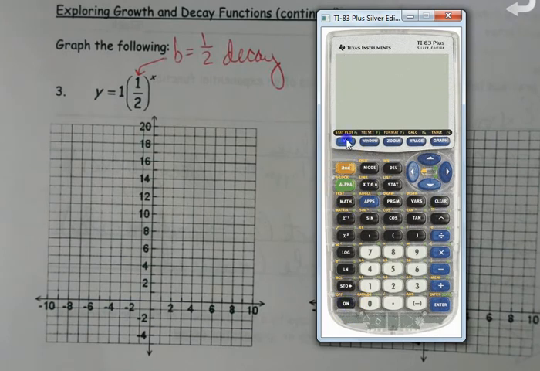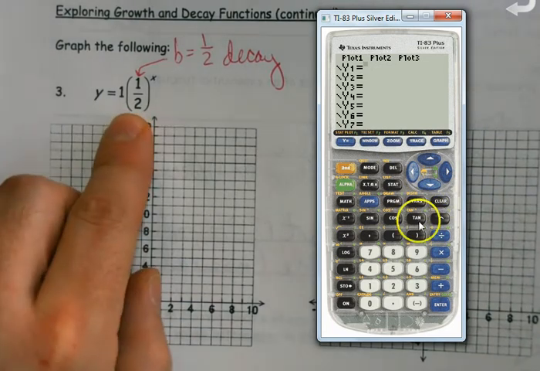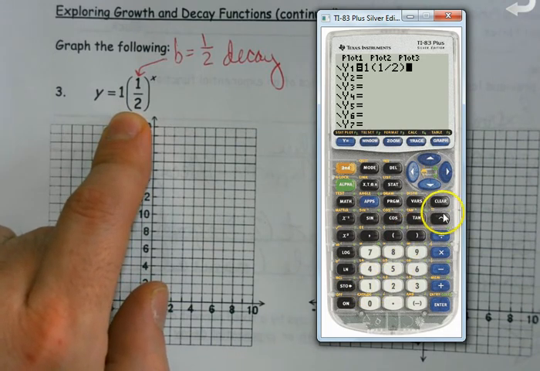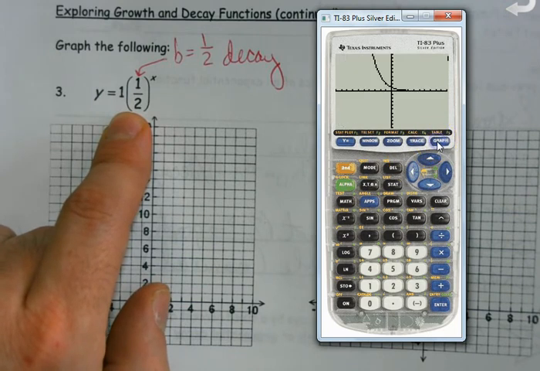So again, to get here, I just hit y equals, and I'll clear out what used to be there. And I'm just going to type in what I see. And again, divide will be like my fraction button. And again, this x button here next to alpha is where I get my variable. So 1 times 1/2 to the x. They're the same. So let's just peek for a second what this is going to look like.